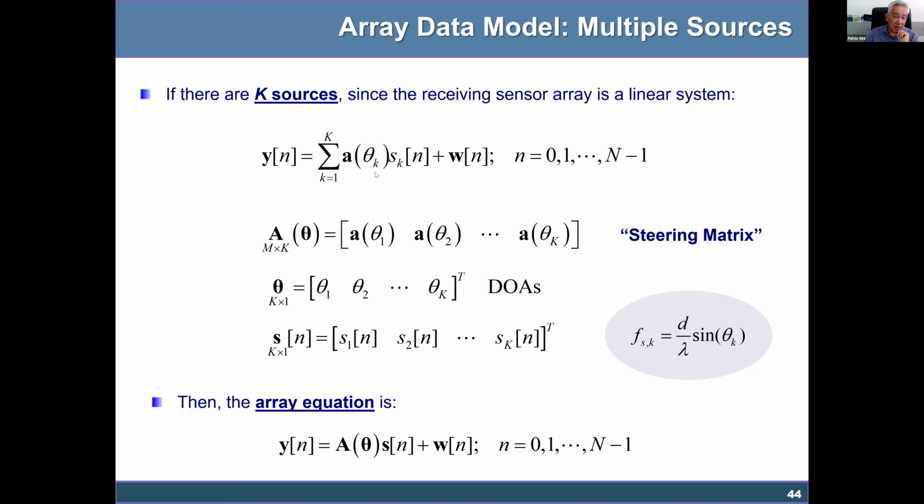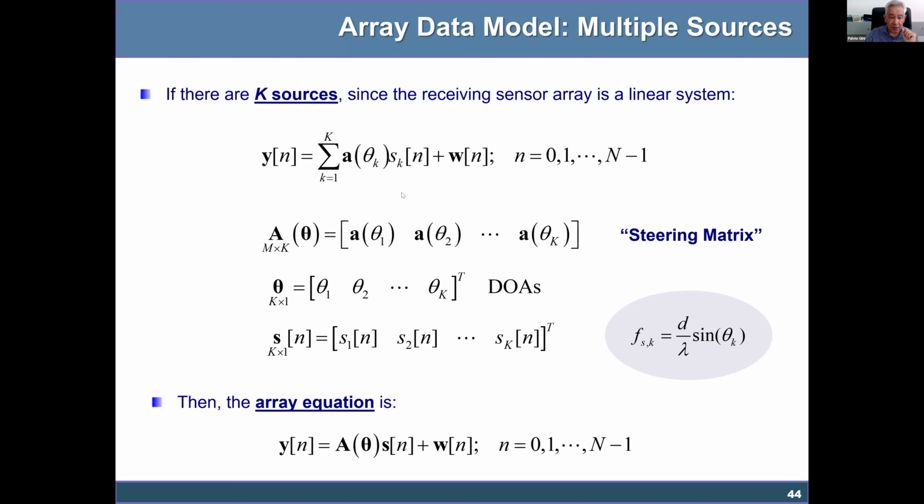So you have theta k, and theta k is the kth direction of arrival. So the direction of arrival of the kth source multiplied by the signal generated by the kth source. So remember, we are talking about complex envelope here. So this is the complex envelope of the signal at the output of the array when in the environment we have k sources or k targets.